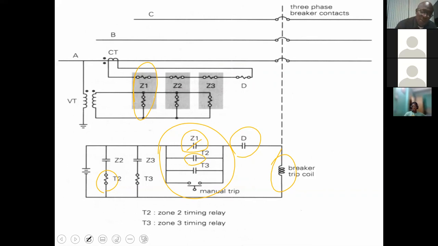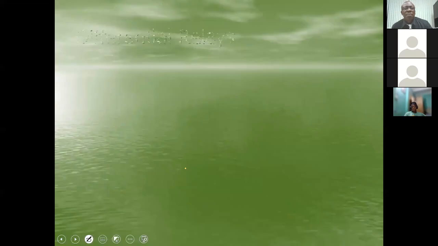All right, how will you get to that? But just take it for now. Zone 1, instantaneous. Zone 2, timer. Zone 3, longer timer. All right? And as each timer times out, then their contacts will close and therefore close the trip circuit. All right?